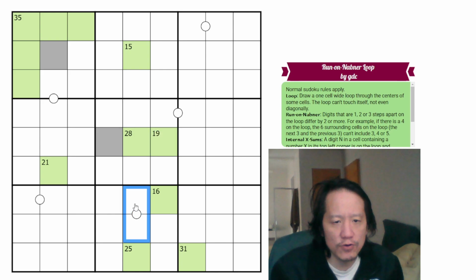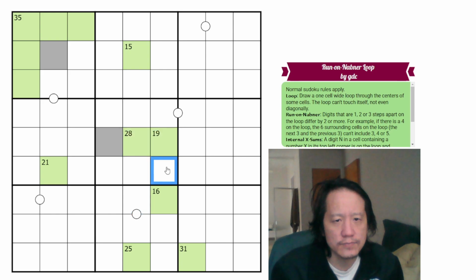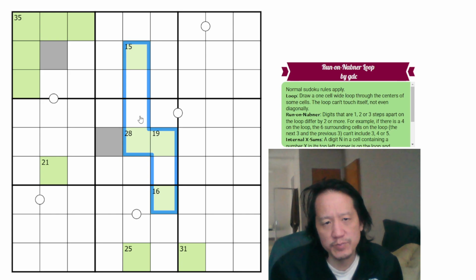The loop can never cross any of the Kropke circles because those are consecutive, and we have the Renban rule. What else do we know? So this one has to turn this way or go this way. We're not sure which. This could go something like that. That's possible.